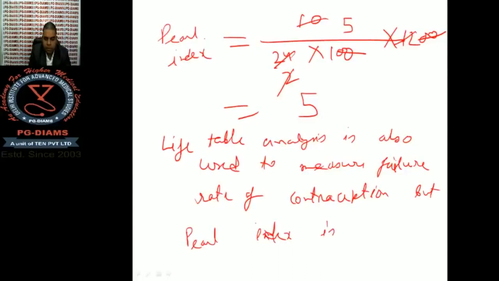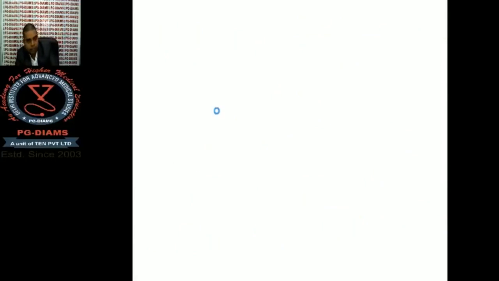Index is a better measure. Why a better measure? Because in life table analysis, you take the data based on the total number of females who are left even after 1 year or after 2 years of time. But since many women will leave taking the tablet in between 1 year and 2 years, life table analysis is not feasible, and the Pearl index is simpler to use. Okay.